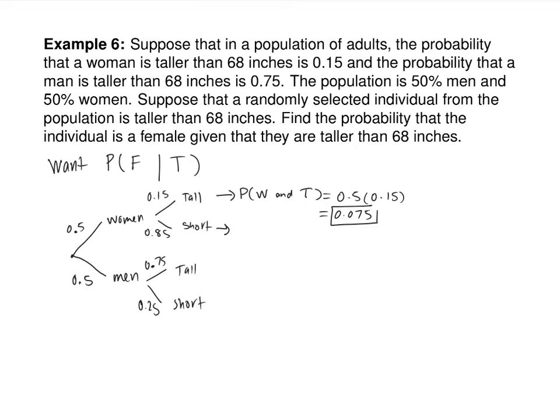And then what about the next event? How about woman and short? I multiply the 0.5 and the 0.85. So that's probability of, we'll say, W and S. So 0.5 times 0.85, which works out to be 0.425.